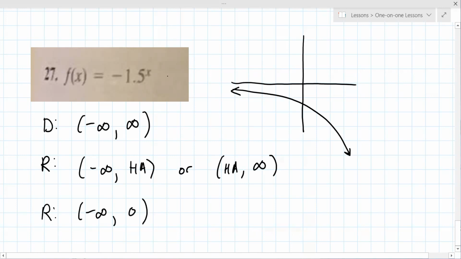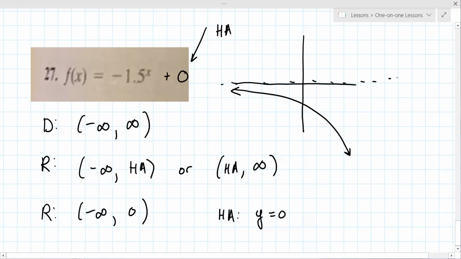How did I know that it was 0? Well, the horizontal asymptote is whatever's being added to it. In this case, it's plus 0. So that's the horizontal asymptote of this thing. The equation of the asymptote should be done first. So the equation of the horizontal asymptote is y equals 0. That's this dashed line here.